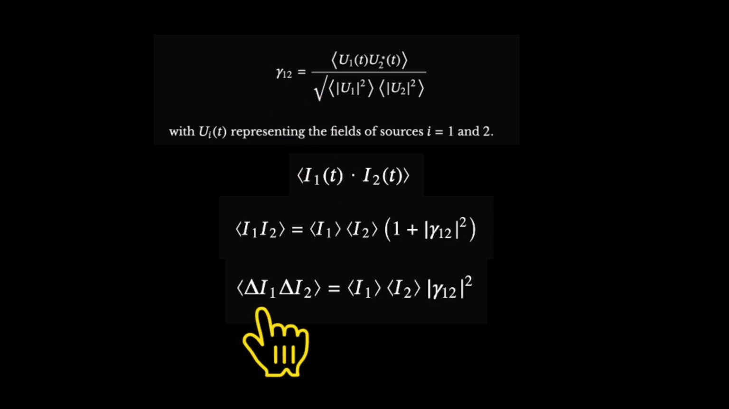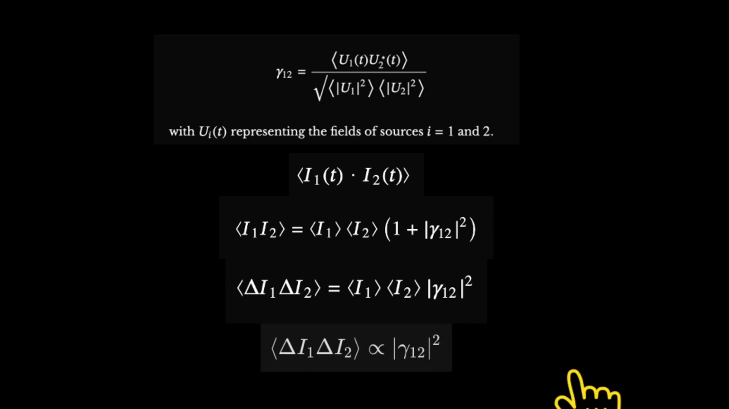Importantly, this particular function, delta I1 and delta I2, which is mainly related to the fluctuation of this particular signature, is now proportional to the modulo square of this gamma 1 2. Remember, gamma 1 2 essentially is related to the spatial coherence, essentially the degree of spatial coherence. This proportionality is at the heart of the intensity interferometer, and we are going to discuss a little bit more of this aspect now.